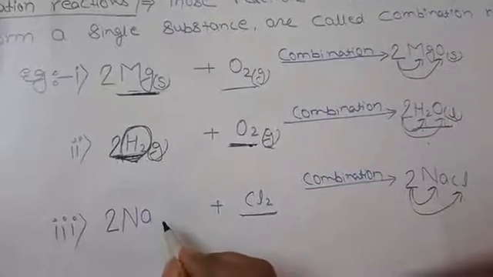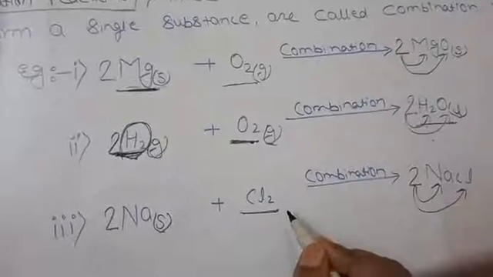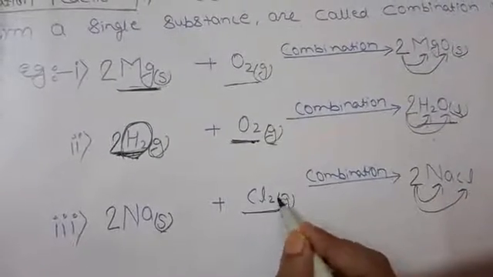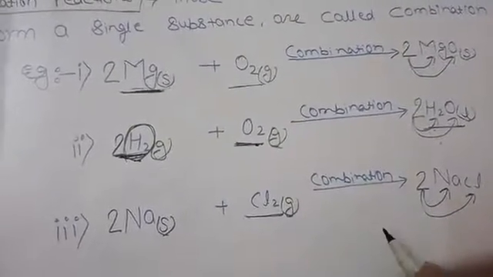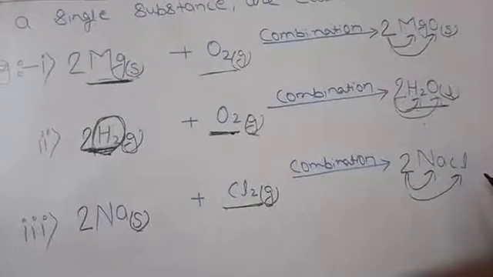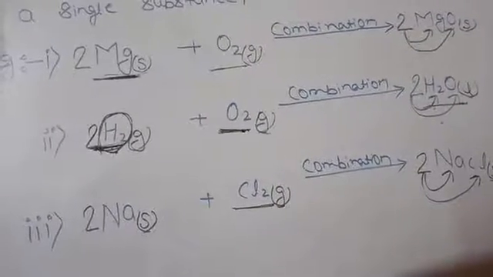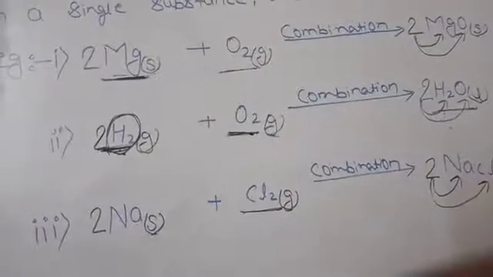Now to make it more informative, we can write the states of matter, because sodium is a metal, so it is s for solid. Chlorine is a gas, so here we write a small g to represent gas, and NaCl, the normal salt that we use in the kitchen also, is in solid state, so here we write a small s to represent solid.